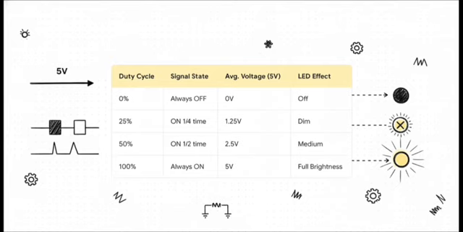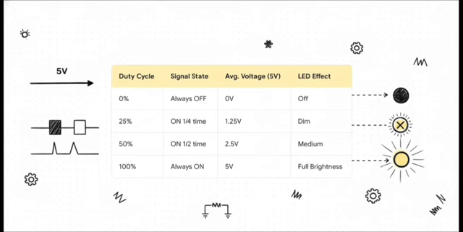Let's just walk through it. Say our power source is a steady 5 volts. If we set a 0% duty cycle, well, the signal's always off. Average voltage is 0, the LED is off. Duh. Now, let's try a 25% duty cycle. The power's on for 1/4 of the time and off for 3/4. The average voltage that the LED feels is 25% of 5 volts, or 1.25 volts. It'll light up, but it'll be dim.